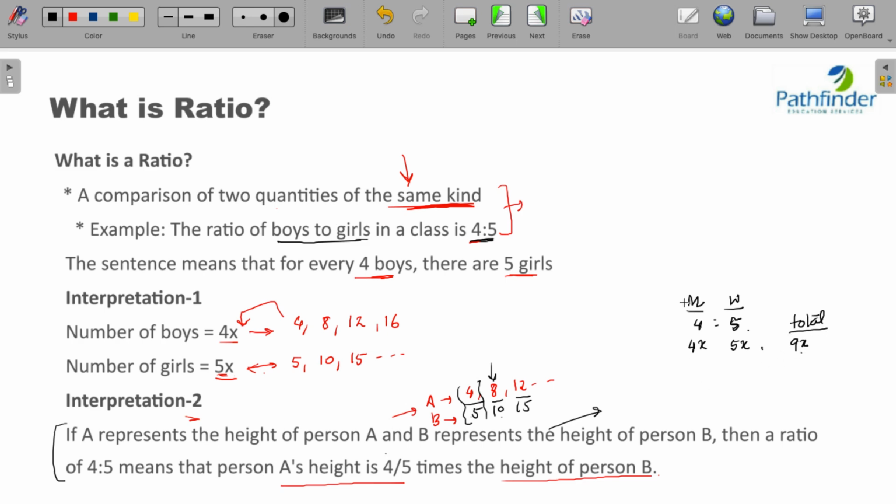Of this 9x, what part is milk? 4 upon 4 plus 5, that is 9. So 4 by 9th part of the whole is milk, and 5 upon 4 plus 5, that is 5 by 9th part, is water. So this is another interpretation. So please make sure that you understand each one of these interpretations very well, because we will need different interpretations at different points of time depending on the data presented in the question.